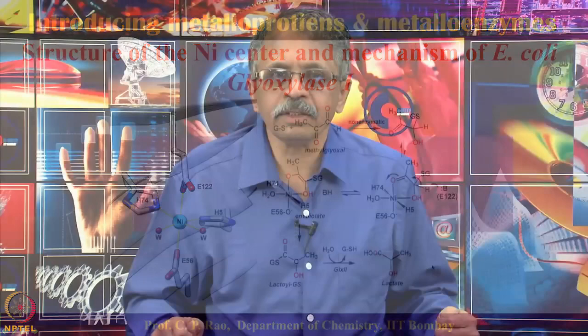So, now we have seen 3 enzymes in this particular nickel case. In the last class we started with the urease, in this class we have finished the urease mechanism. We also looked at the superoxide reductase, then superoxide dismutase, then glyoxylase. So, only one enzyme is left that we will see in the next class, which is called carbon monoxide dehydrogenase. Thank you very much.